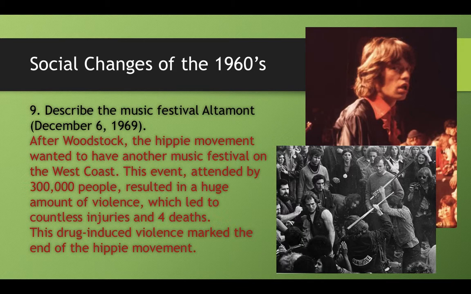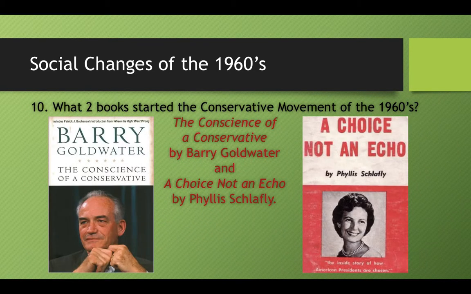All right, so this drug-induced violence really marked the end of the hippie movement, because a lot of people left the movement. A lot of their public support went out the window, and a lot of hippies had to leave their communes and actually find jobs, which was their worst nightmare. But this is seen as the hippie movement was very short-lived, just in the late 1960s, and then it fizzled out after Altamont.